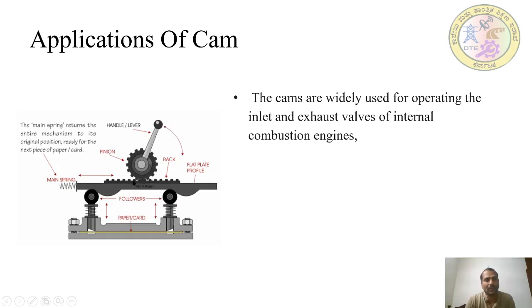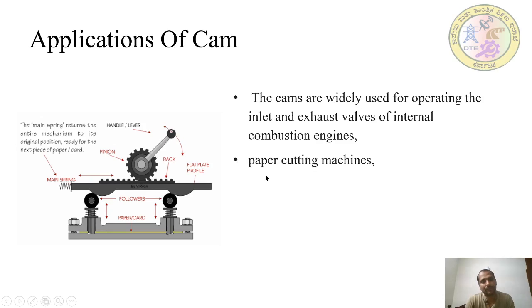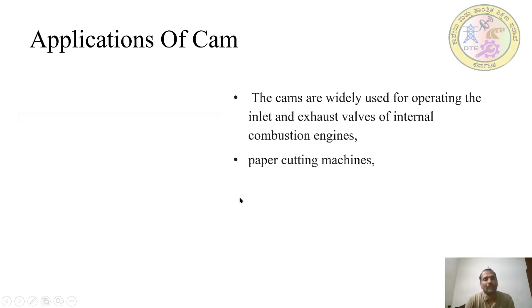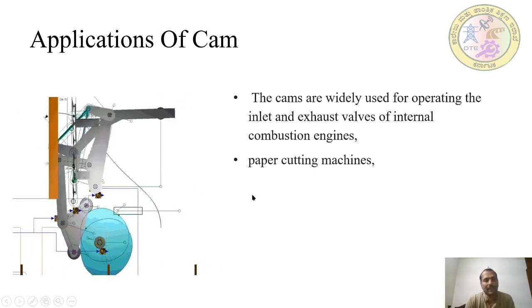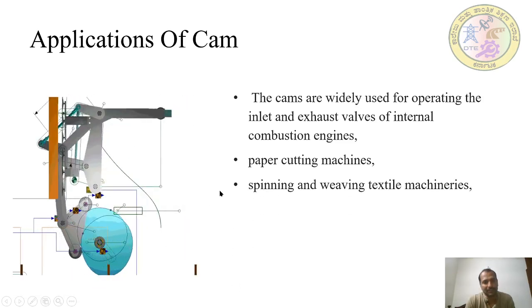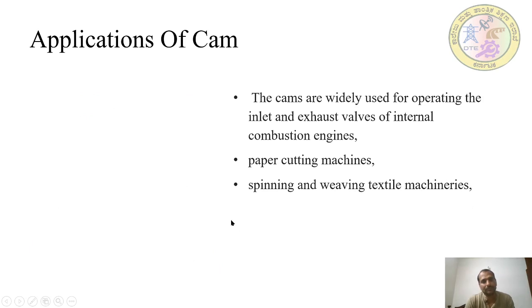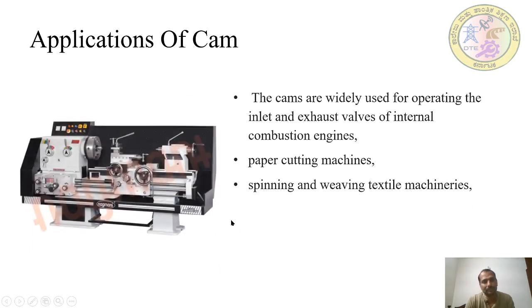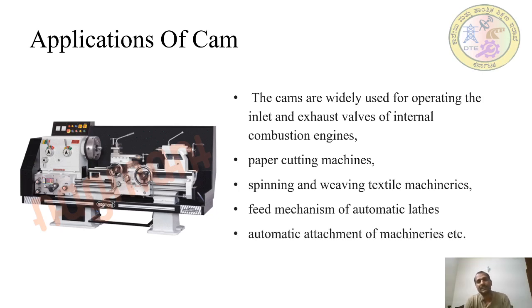CAM and follower mechanisms are also used in paper cutting machines. They are used in spinning and weaving textile machineries, feed mechanism of automatic lathes, automatic attachment of machineries, etc.